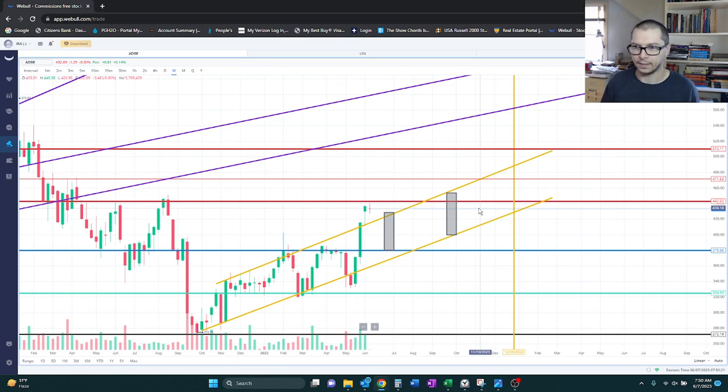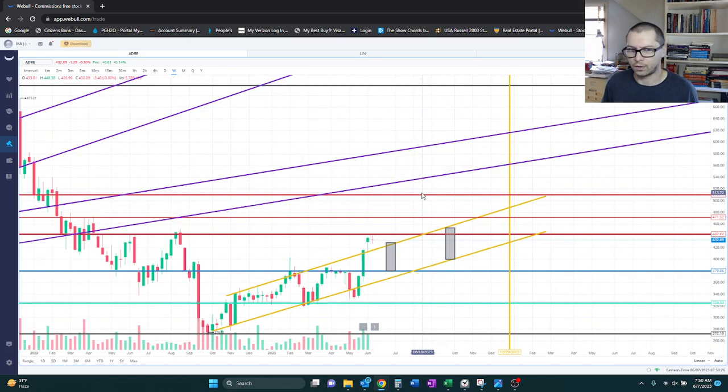And then maybe at 510, it might struggle to get over that. Also, maybe 471, it might hesitate a little bit, but 510 is a more strict line where I think it could struggle further, sort of like 442.